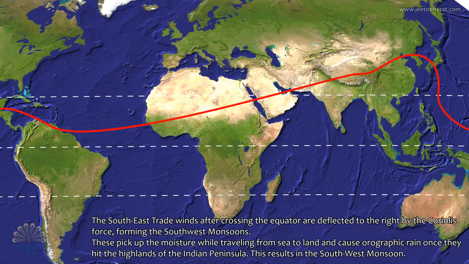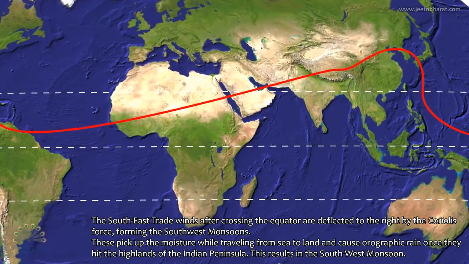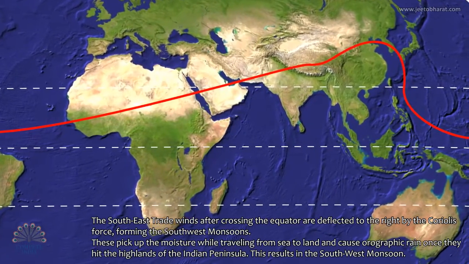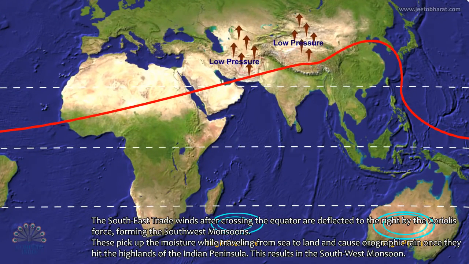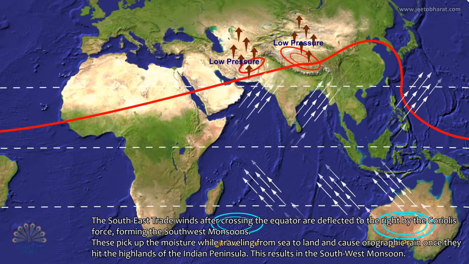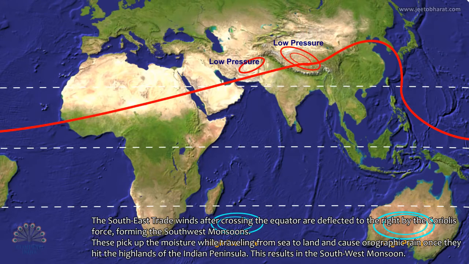The southeast trade winds, after crossing the equator, are deflected to the right by the Coriolis force, forming the southwest monsoons. These pick up moisture while traveling from sea to land and cause orographic rain once they hit the highlands of the Indian peninsula. This results in the southwest monsoon.